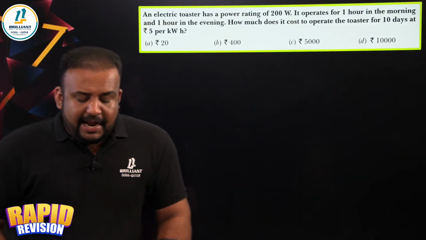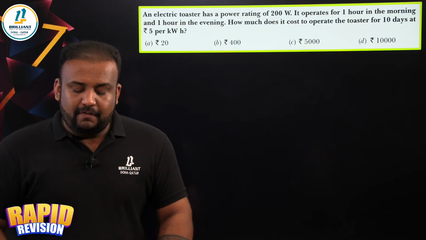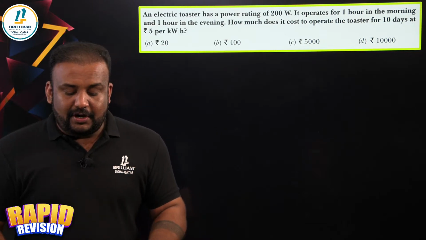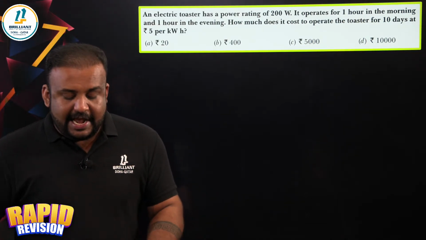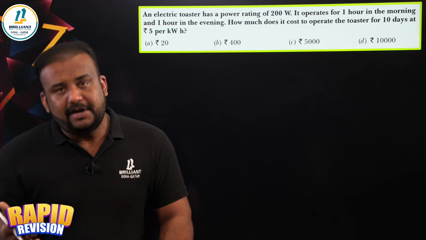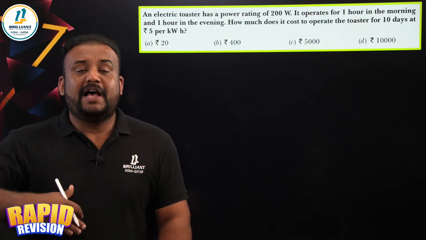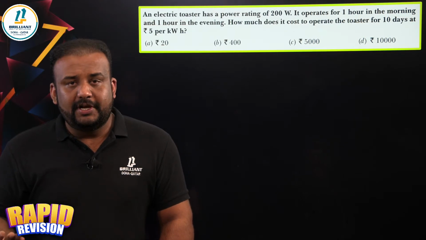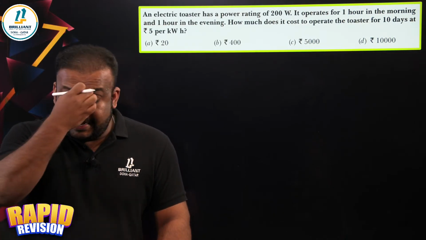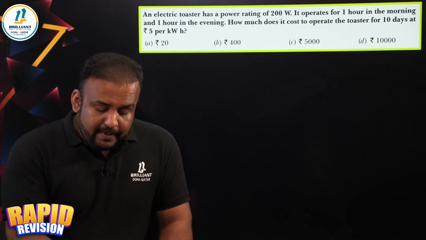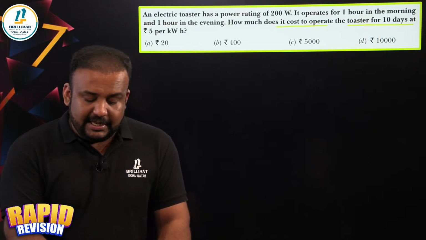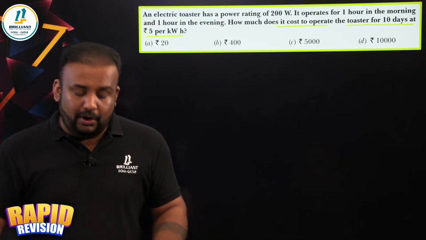Right. An electric toaster has a power rating of 200 watts. It operates for 1 hour in the morning and 1 hour in the evening. How much does it cost to operate the toaster for 10 days at 5 rupees per kilowatt hour? Definitely you will have a question related to this in your board exam, where you have to calculate the total energy consumed, or sometimes they will ask you the total value of the electric energy consumed.